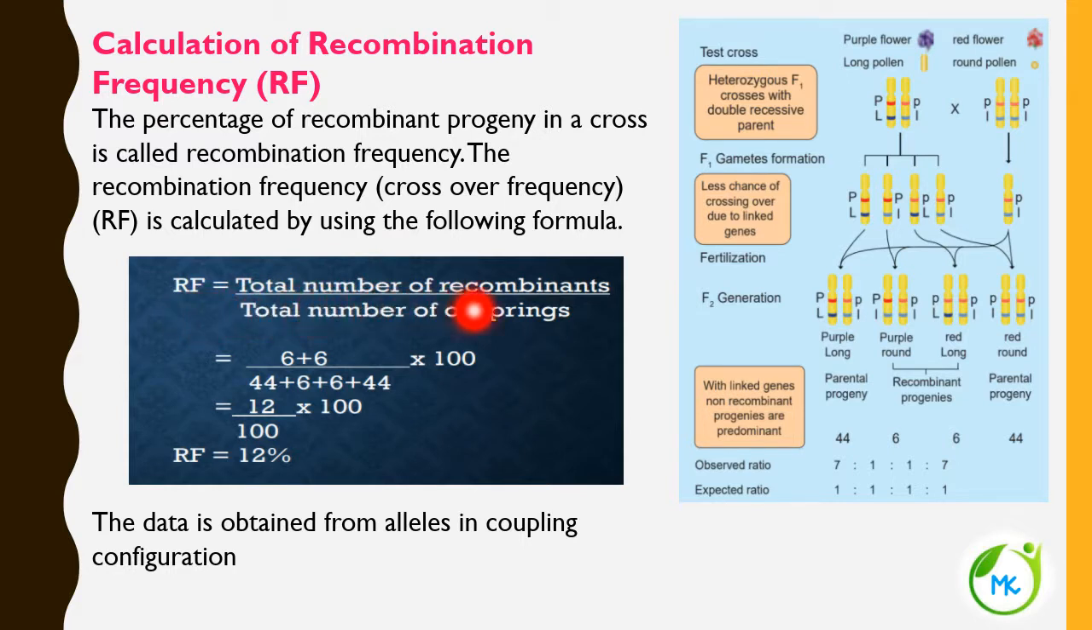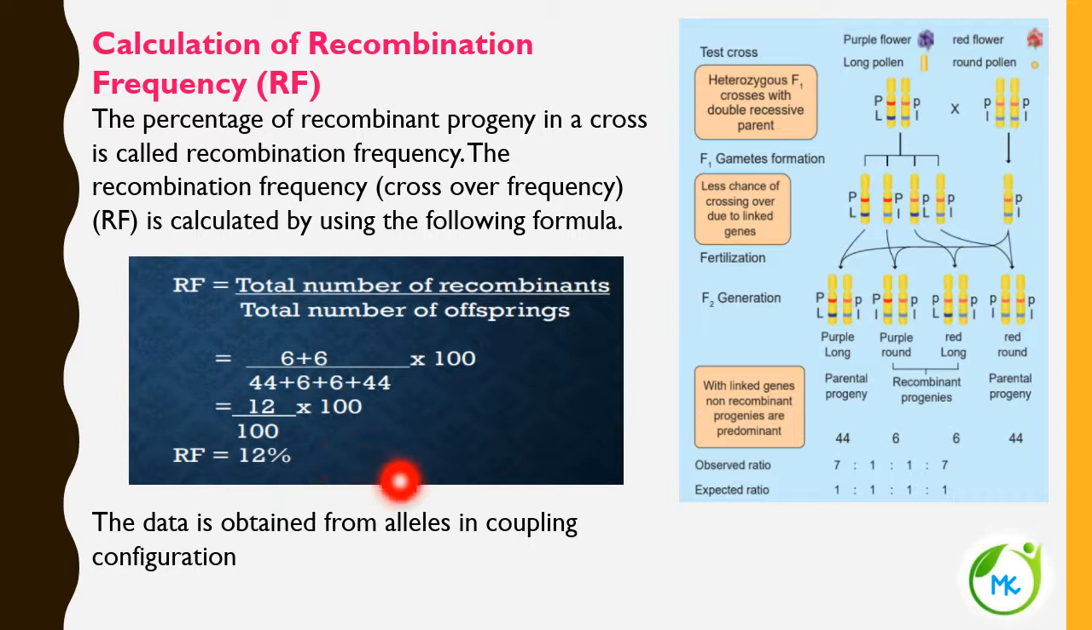It can be calculated using the formula: total number of recombinants divided by total number of offspring. Here you have to mention "into 100", so it is missing here. So, total number of recombinants divided by total number of offspring into 100. So you have to write how to calculate the recombination frequency.